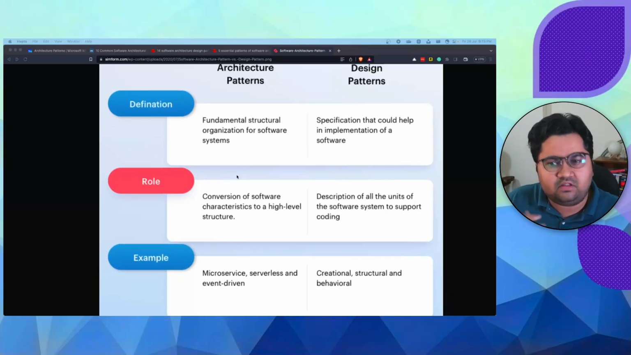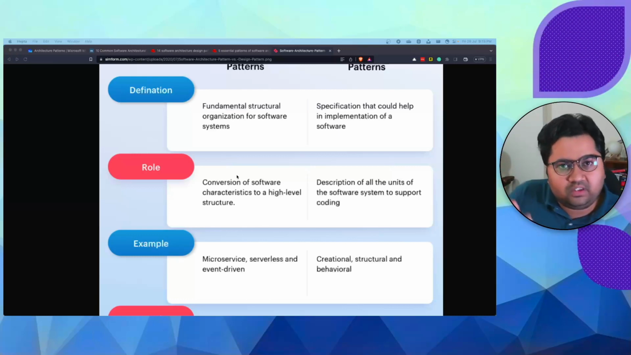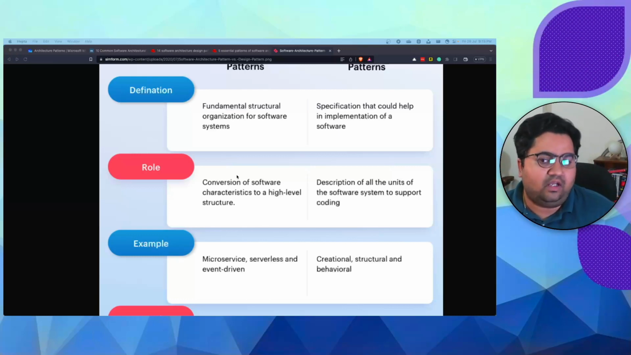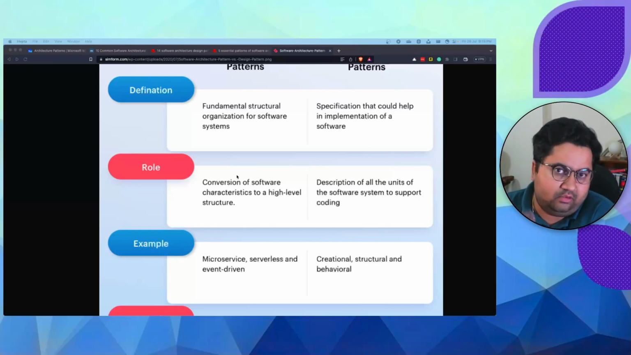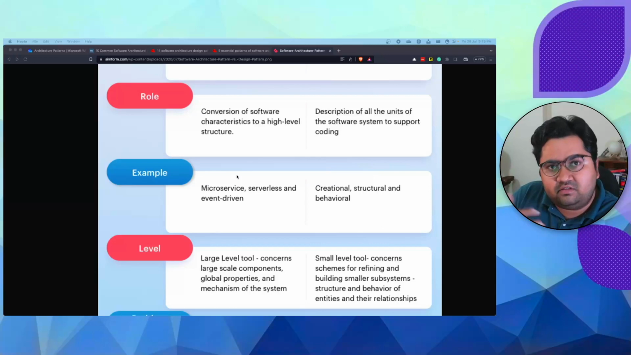So the definition is fundamental structural organization for software system, while design patterns are more of specifications that could lead to implementation. The roles are converting high level characteristics of software system to a structure, while when you talk of design pattern, there's a detailed description of all the units the software system needs to have to be able to support coding and delivery.